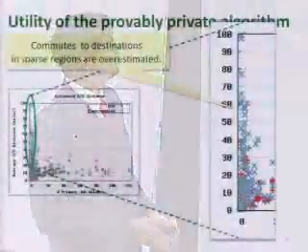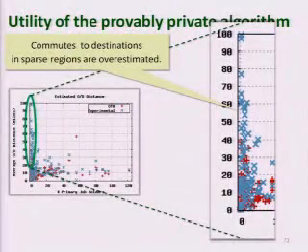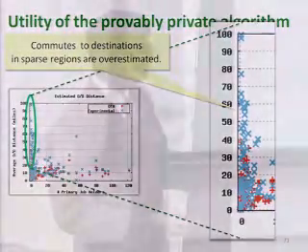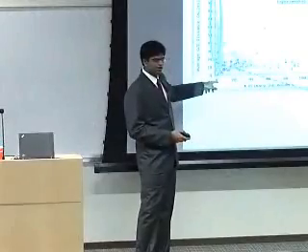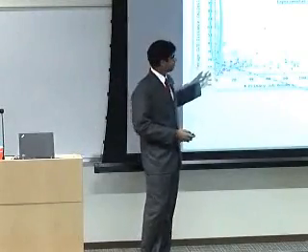However, when you looked at destinations which are in very sparse regions, especially destinations which had very few workers going to them, our algorithms were performing very poorly.